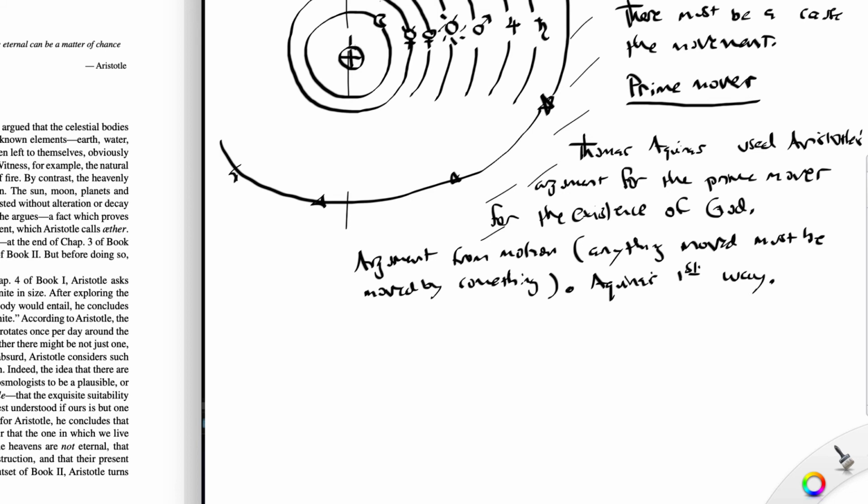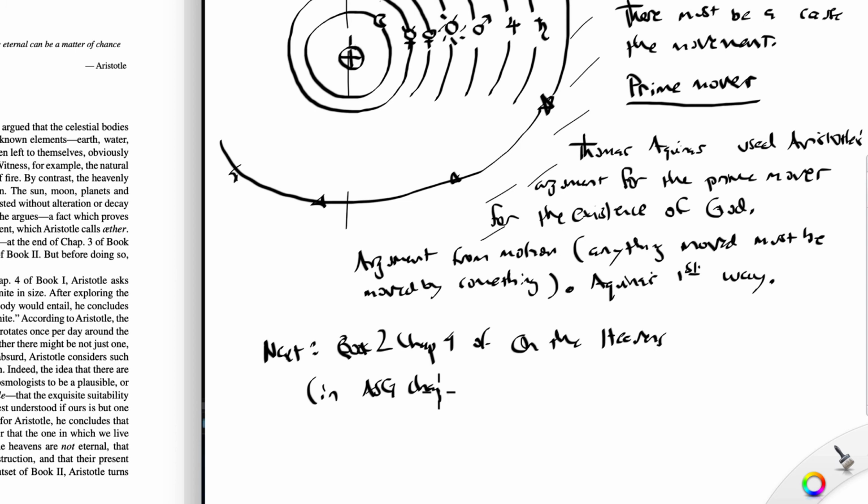So next time we're going to go into Aristotle's book 2, his chapter 4, and in that chapter he is going to ask, what is the shape of the heavens? So next is book 2, chapter 4 of On the Heavens. And this, of course, is in A Student's Guide, chapter 2.